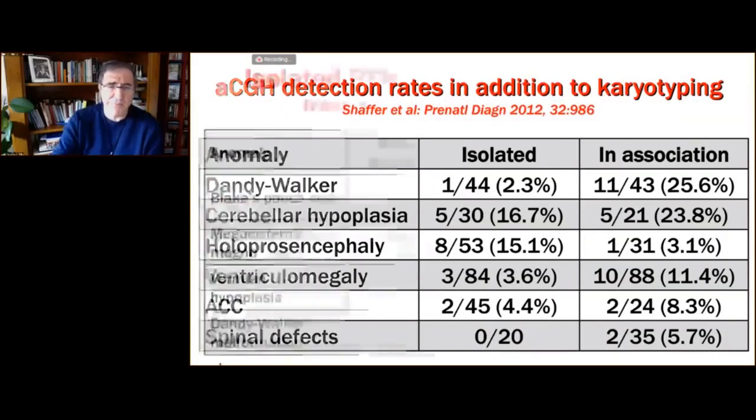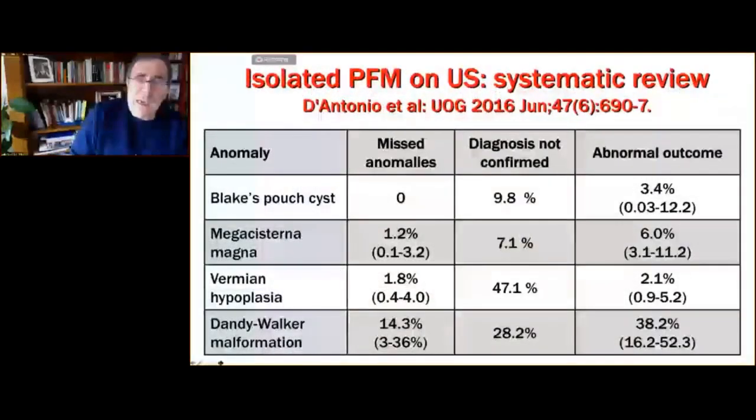Iris has already discussed the systematic review of posterior fossa malformations that was published a few years ago. And as you can see, the abnormal outcome is an important proportion only in cases with Dandy-Walker malformation. If you consider the cases that are diagnosed with Blake's pouch cyst, they usually are quite normal at birth. In the overwhelming majority of cases, they have a completely normal outcome, as well as the megacisterna magna. And one may debate whether this is increased over the general population or not.